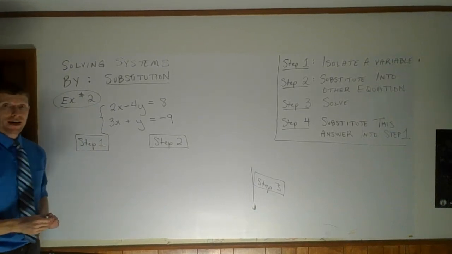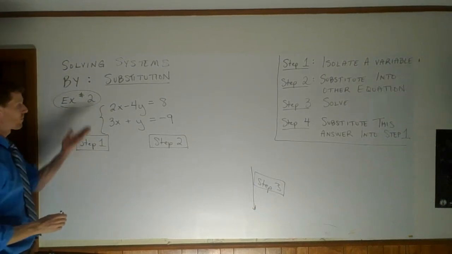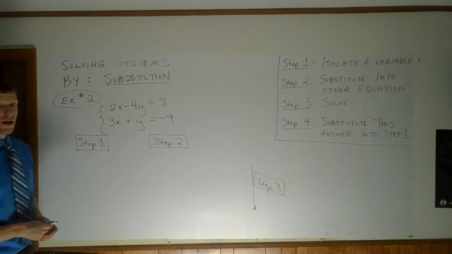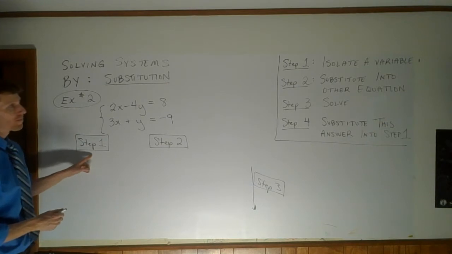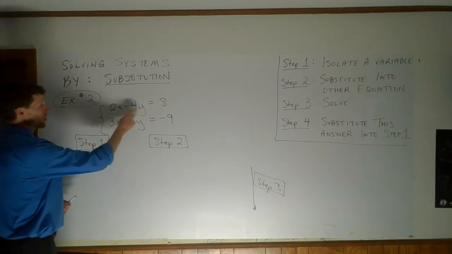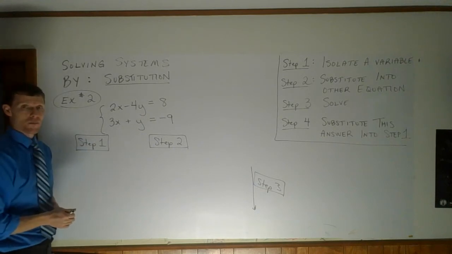Here is our second example, solving by substitution. We have a system of two linear equations, two variables, x and y. The first step, step number 1, is to isolate a variable, and we get to choose which of these four variables we think is the easiest to get all by itself.